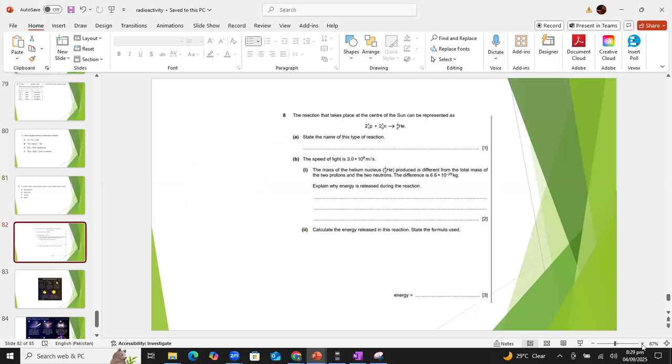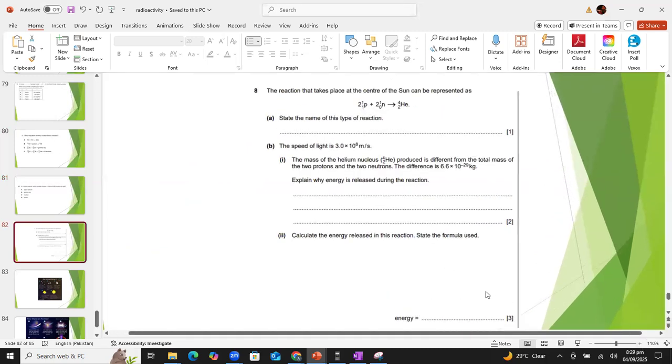Now look at this question, beta. I have taken it from the theory paper. I will send you the theory past papers as well, students, so you can solve the questions related to fission and fusion. You can see question number 8. They have given us the equation in which two lighter nuclei, proton and neutron, are fusing together to form helium. They are asking to state the name of this type of reaction. So obviously this is a fusion reaction, because in fusion two lighter nuclei will fuse together.